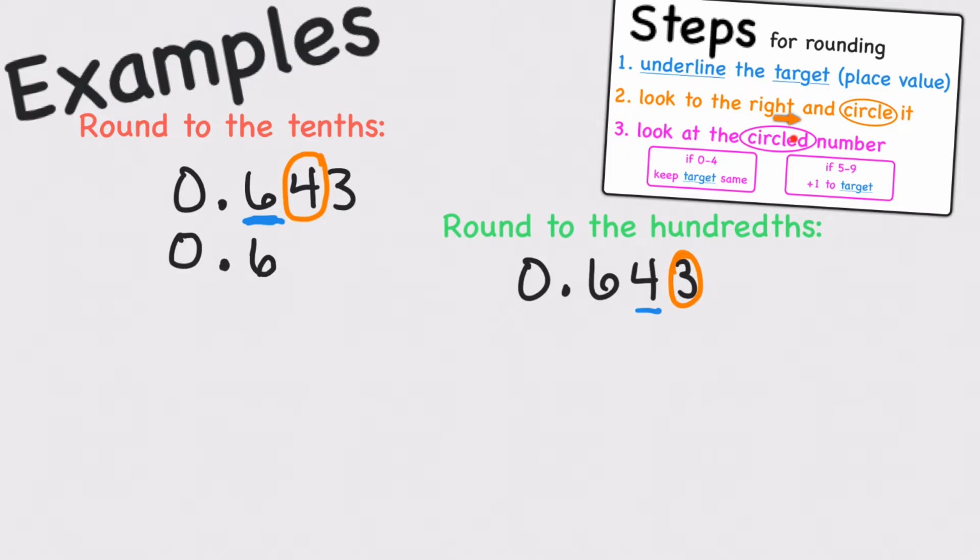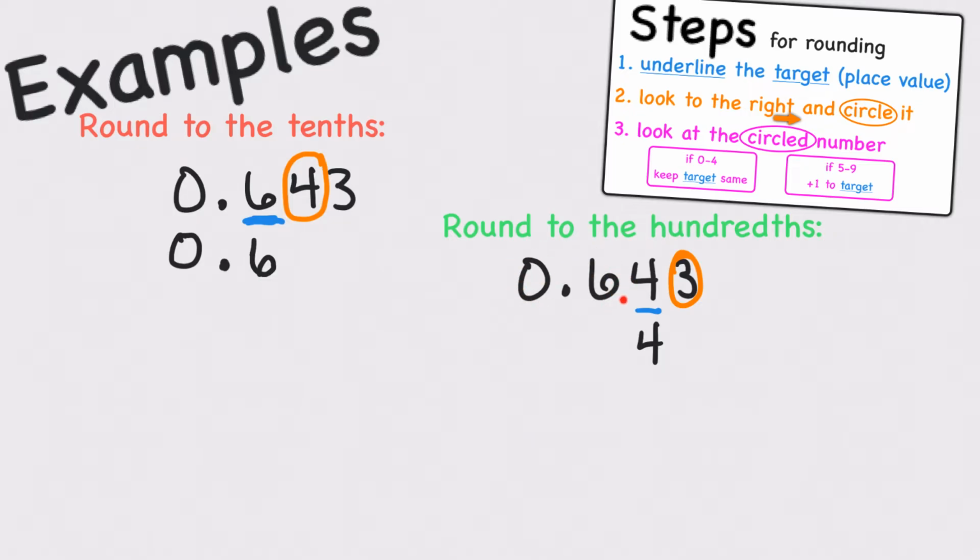Step 3 says look at the circled number. So we're looking at the circled number. If it's between 0 and 4, we're going to keep the target the same. So this number, is it between 0 and 4? Yes, it is. It's a 3. So that means we're going to keep the target the same. So the 4, we just bring straight down. Keep it the same. And then everything on the left side of the target comes down.